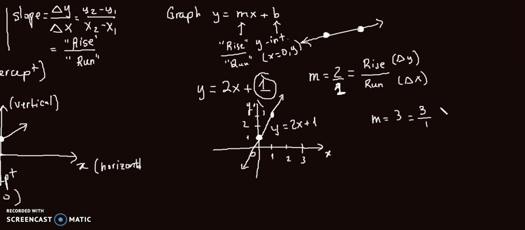So 3 is a positive number, so go up 3, and then always go to the right 1 unit. So from the slope-intercept, go up 3, and then you go to the right 1 unit.